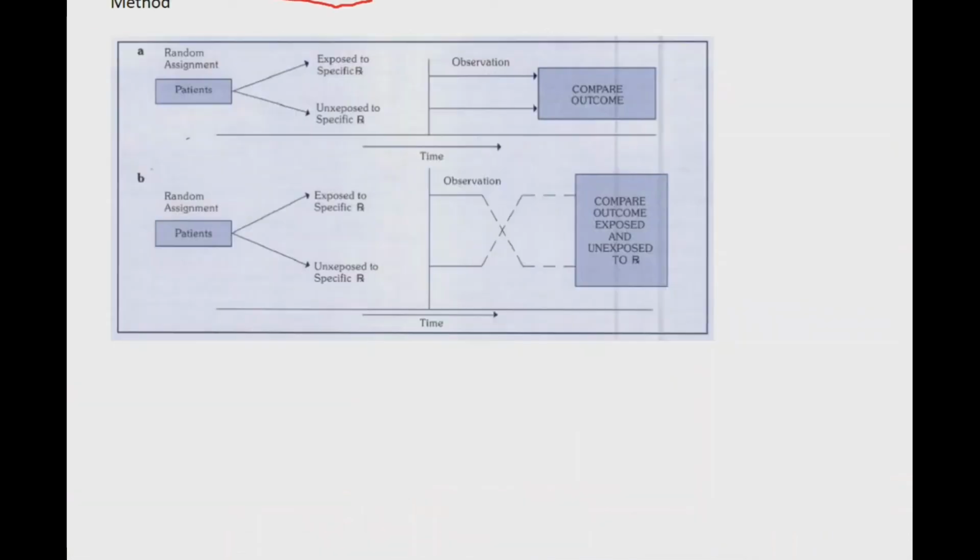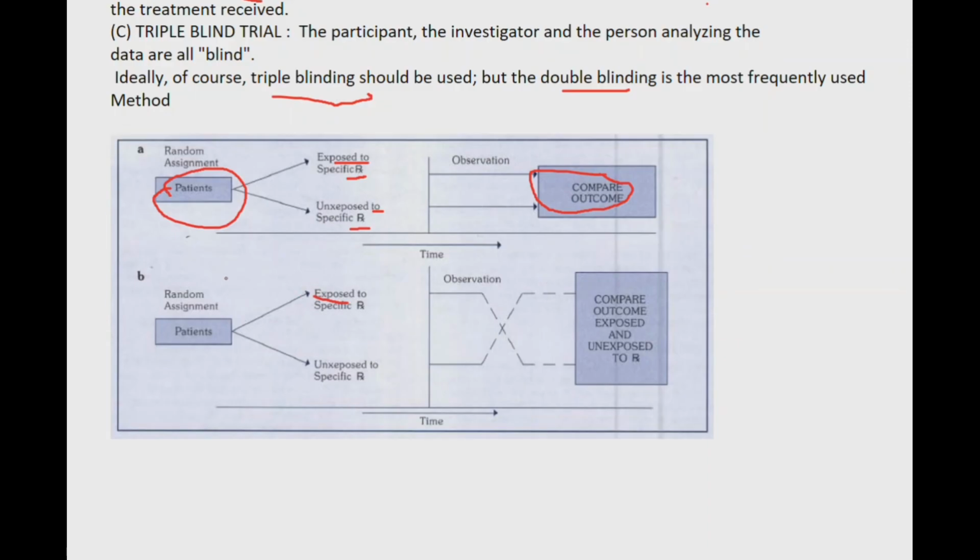In concurrent, first a group is divided into two: one is exposed to a specific risk factor, another is not exposed to the specific risk factor, and then we observe them and compare the outcome. This is known as concurrent. So in concurrent, first the exposed and unexposed groups are made, then observation is made after a particular period of time.